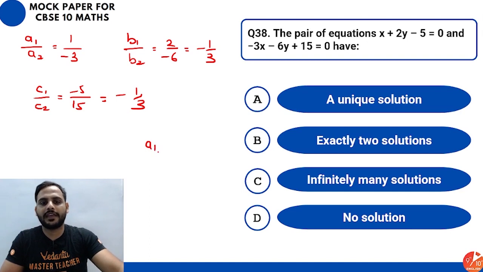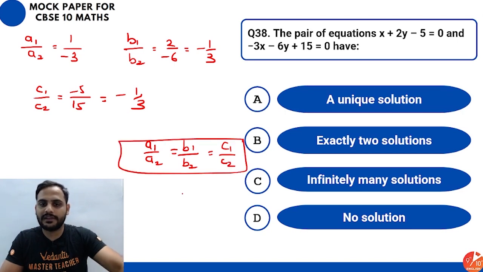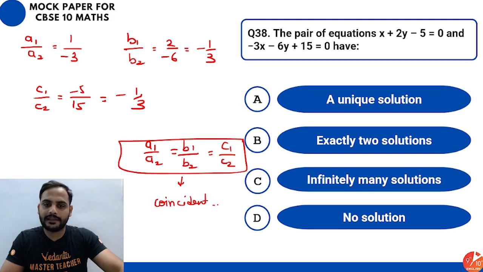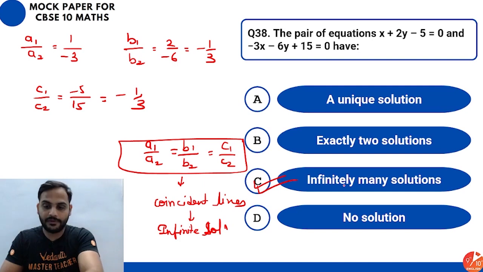So we got A1 by A2 is equal to B1 by B2 is equal to C1 by C2. That means the lines are coincident lines. And what does it mean? There are infinite solutions. They are overlapping each other. Infinite solutions. Option C will be your correct answer.